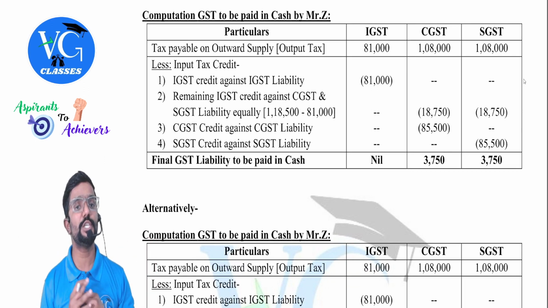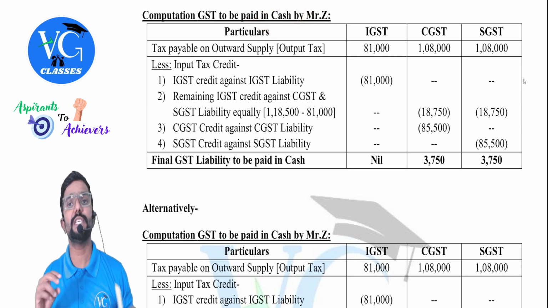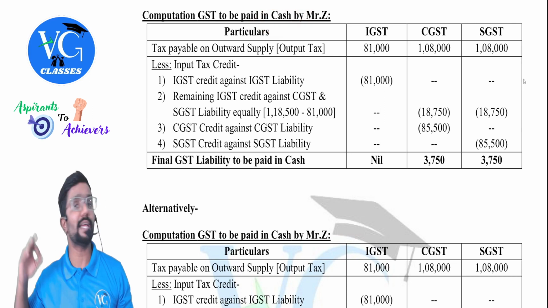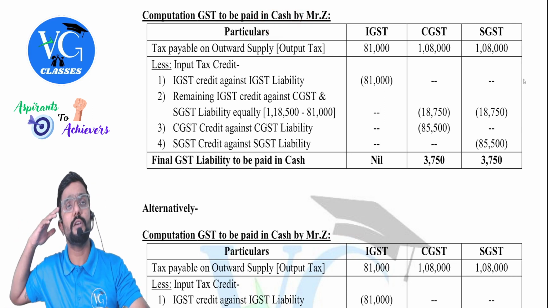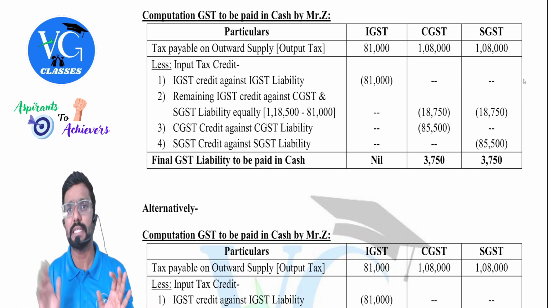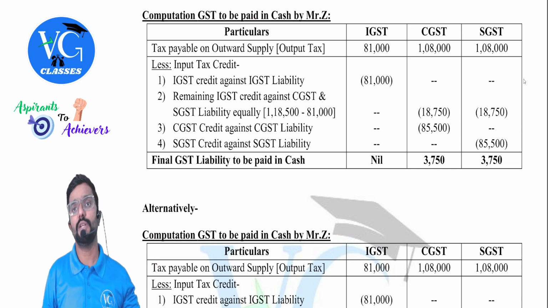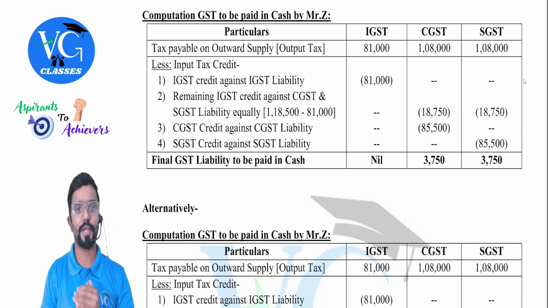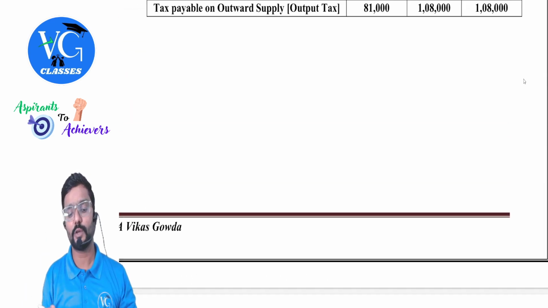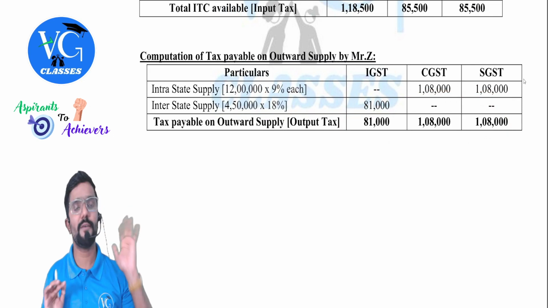Computation of GST to be paid in cash. Guys, they will sometimes ask, calculate the amount of GST to be paid in cash. Cash in the sense of what? Through the electronic cash ledger. Some students will think cash means you go and pay it in cash. Will they accept it? No, not like that. Cash means through the electronic cash ledger. First take output tax. We already got the output tax, no? Same figures, copy paste.